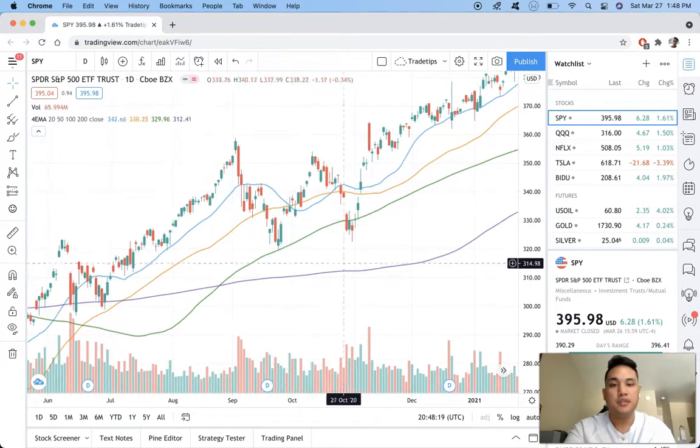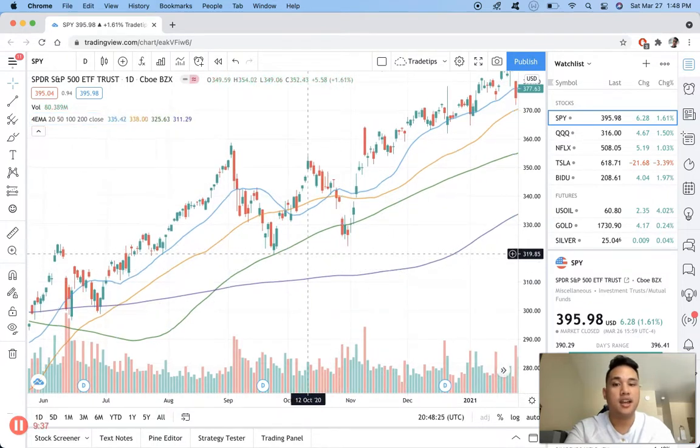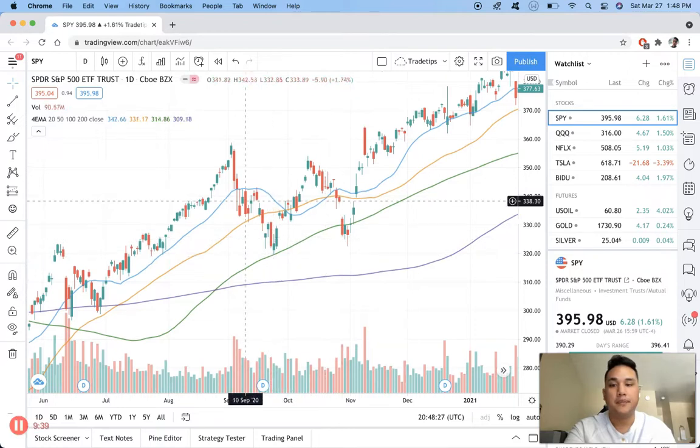But as you can see, we still had the 50, the 100, and the 200 moving averages helping us as levels of support. But especially when you lose the 20, that's when things get a little bit more choppy, especially in bullish markets.